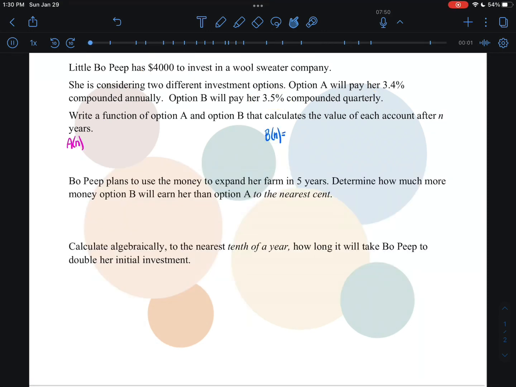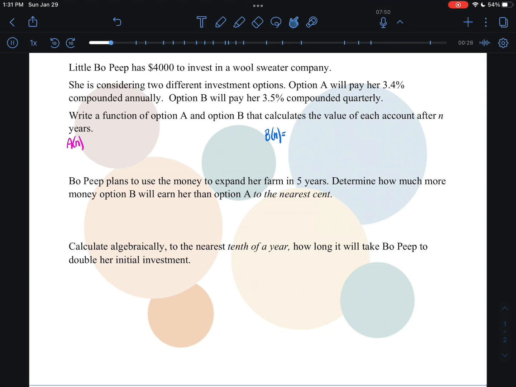It's time for another Algebra 2 Regents quick question walkthrough. This one says Little Bo Peep has $4,000 to invest in a wool sweater company. She's considering two different investment options. Option A will pay her 3.4% compounded annually. Option B will pay her 3.5% compounded quarterly. Write a function of option A and option B that calculates the value of each account after n years.